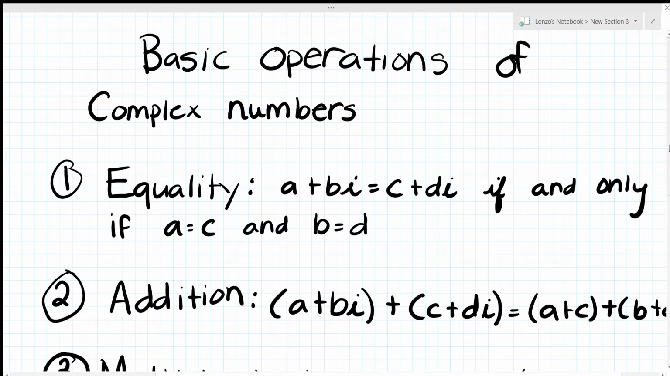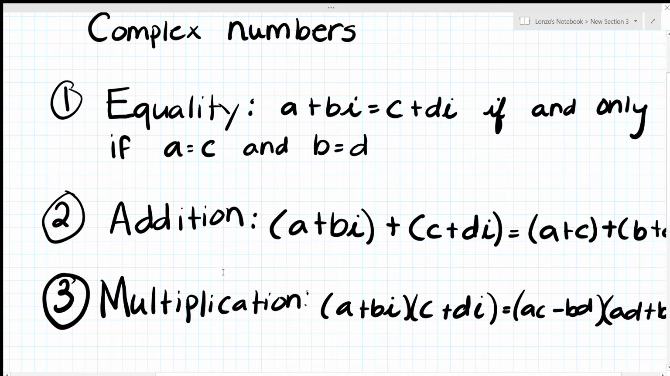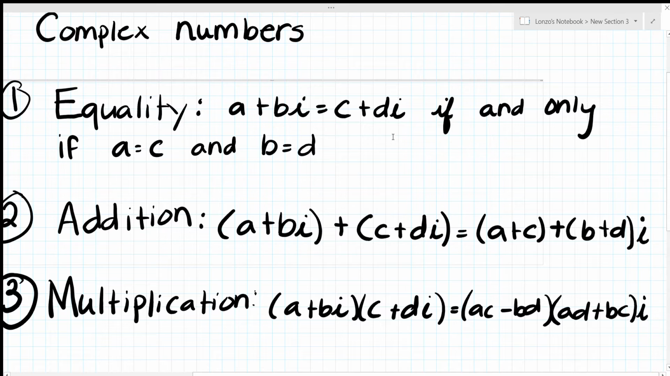Number two is the addition property. It's pretty simple. You have a plus bi plus c plus di. That would be a plus c. Notice that the a goes with c, and then the imaginary parts go together, b plus d, and that's your imaginary number.